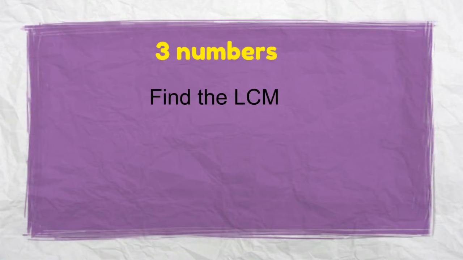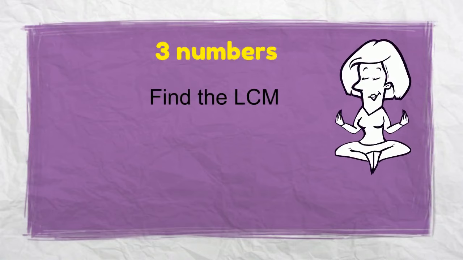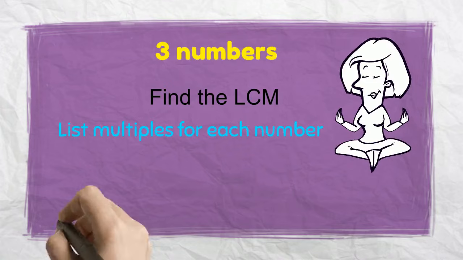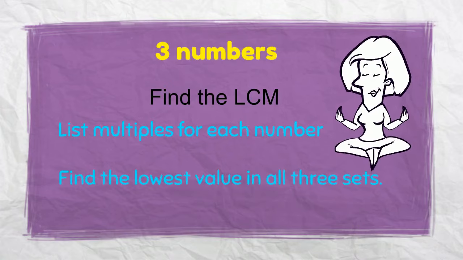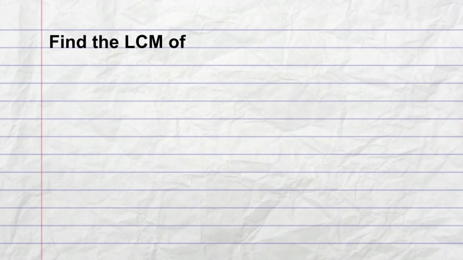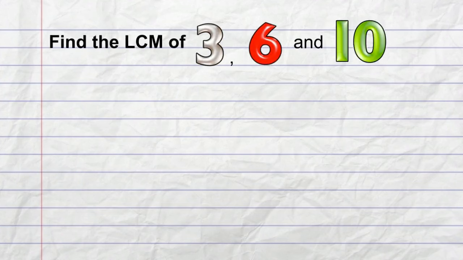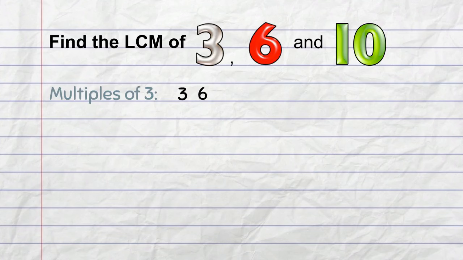Sometimes you'll be given a set of 3 numbers and told to find the LCM. In that case, we just go through a set of multiples for each of the numbers and find the lowest value that's common to all 3 sets. Straightforward. We'll find the LCM of 3, 6 and 10. List the multiples of 3, and I'm going to have to list quite a few, you'll see why. 3, 6, 9, 12, 15, 18, 21, 24, 27, 30.